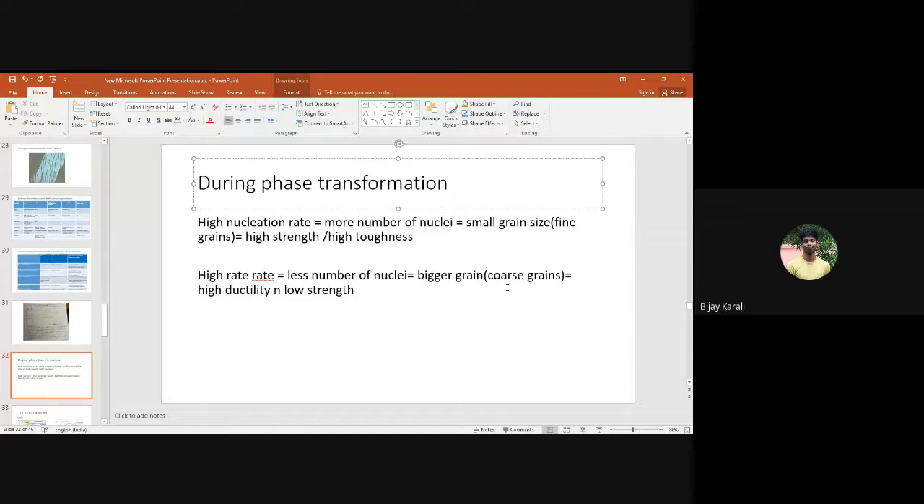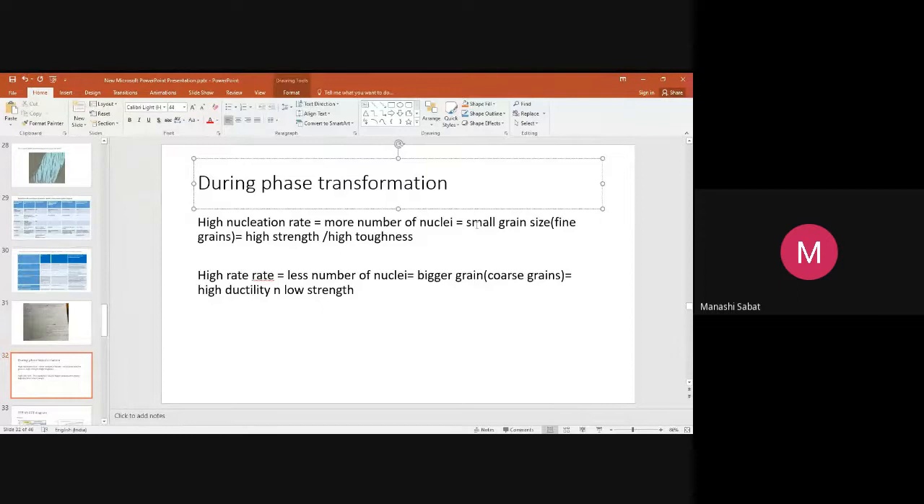But for bigger grain, that means you have no idea about the relationship between ductility and strength. Are they directly proportional or inversely proportional? Directly proportional, is that what you are saying? Oh my God. Ductility and strength are directly proportional, you are saying? Impossible statement.